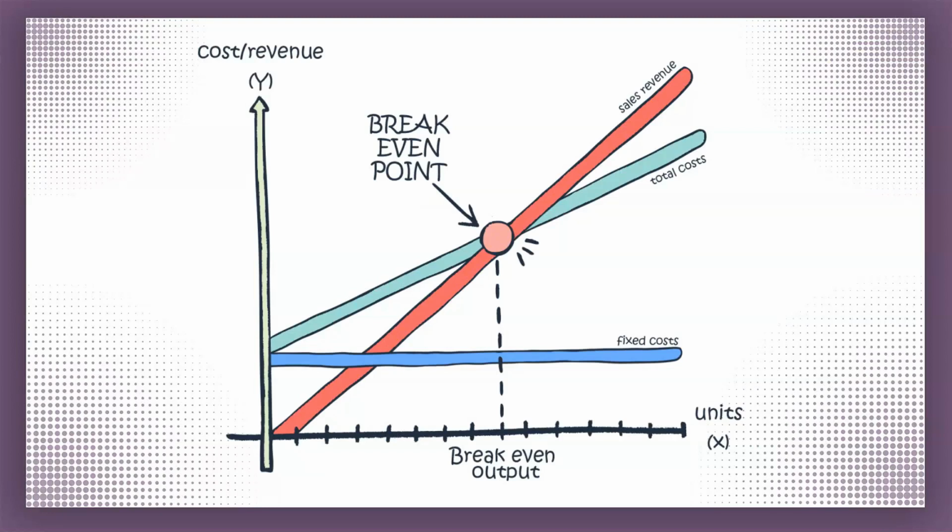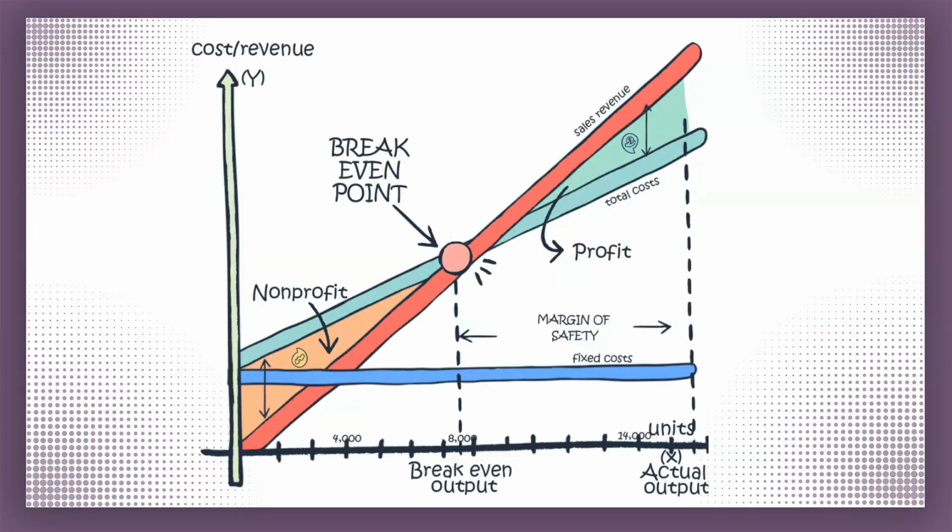Okay, so on this chart, what is the actual output? Well, the actual output stops where the sales revenue line stops. So in this example, if we draw a dotted line down, you'll see that that now appears on the chart just to the right of the break-even output, and we will label that the actual output.